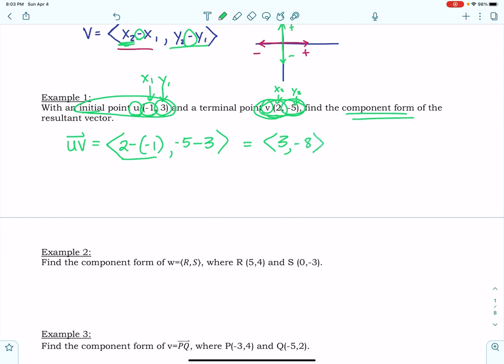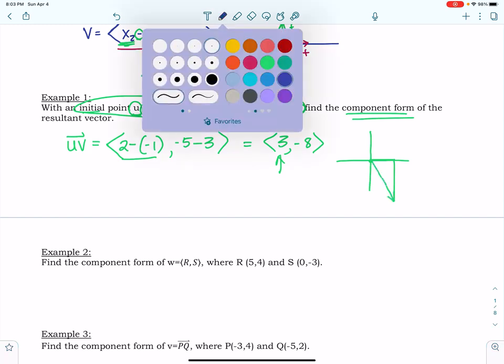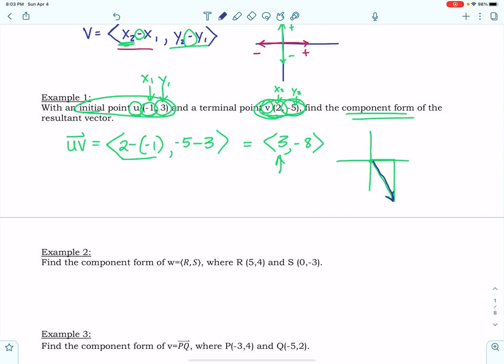So what does that mean? So let's talk about this. It means that if I'm going to position this vector in the coordinate plane, I am moving to the right 3 and down 8. So this would be my component, or sorry, my vector would be right here. Okay, so the component form just shows movement from the initial point to get to the terminal point. That's pretty much what it shows you.